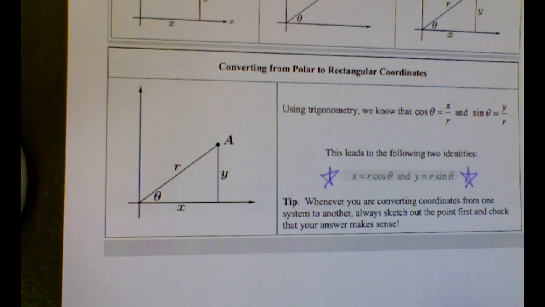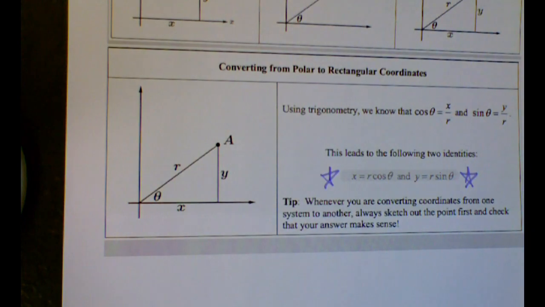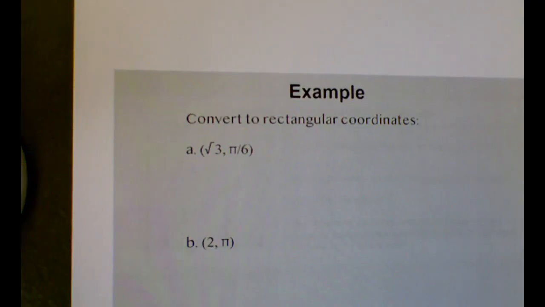Whenever you are converting coordinates from one system to another, it's a very good idea to always sketch out the point first and check that your answer actually makes sense. Because sometimes you might have done something a little wrong, and sometimes there's some positive, negative situations involved.